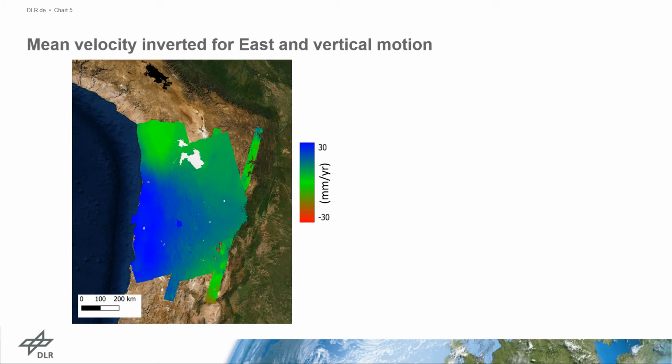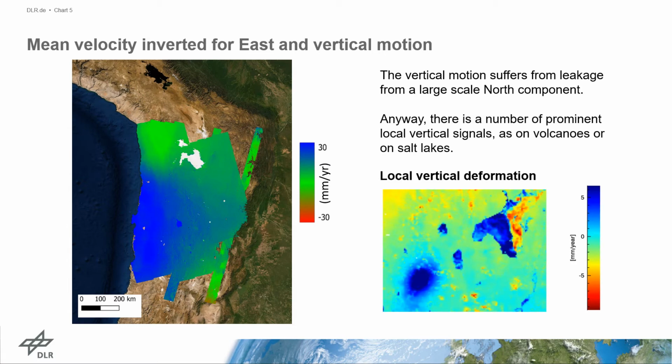By combining ascending and descending acquisitions, we have attempted to do inversion for the east and the vertical components. What you see here is the mean velocity inverted for the east component. On the other side, the vertical component is a bit more problematic, and we think it suffers from a leakage from a large-scale north component. For this reason, I'm not presenting it here. Anyway, there's a number of prominent local vertical signals, as for example on volcanoes or on salt lakes.